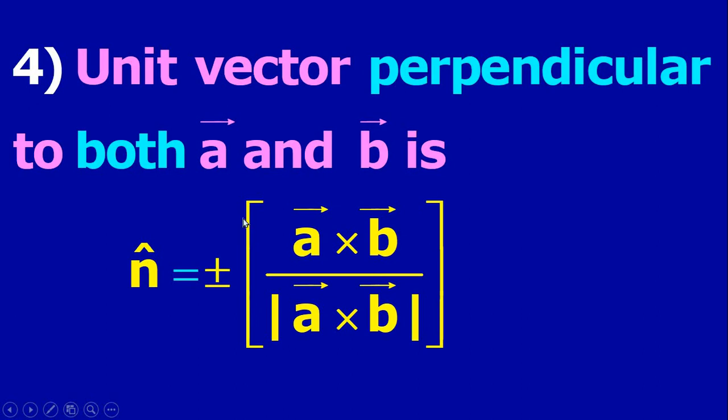And here we use plus or minus. n vector can be in the direction of a vector cross b vector, or it is in the direction of b vector cross a vector. Therefore, here we use plus or minus.